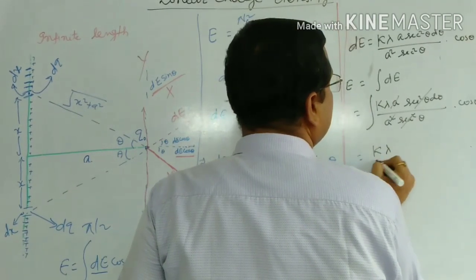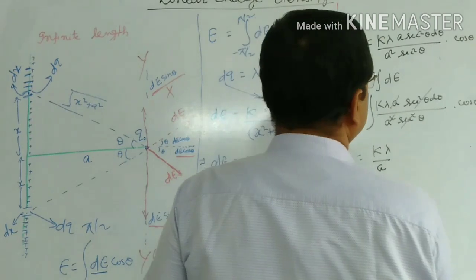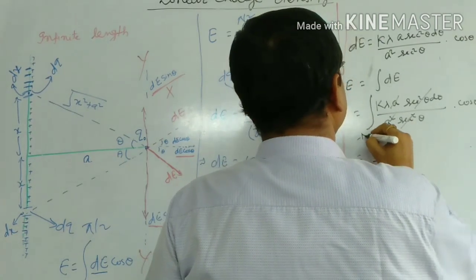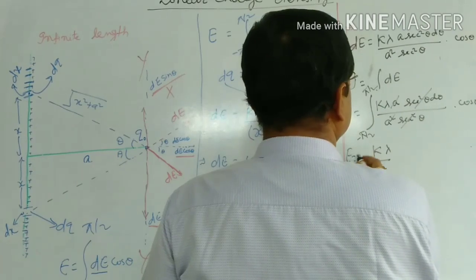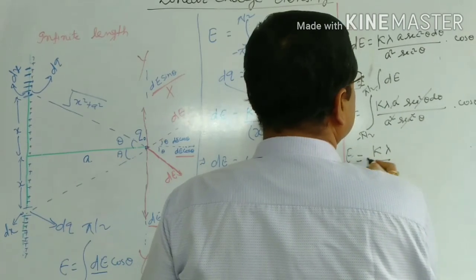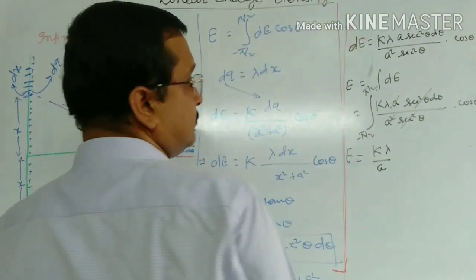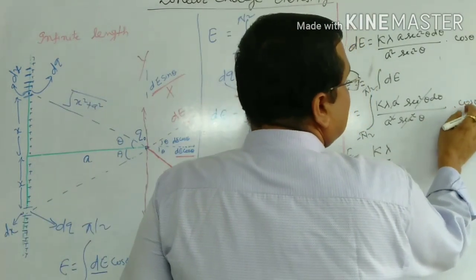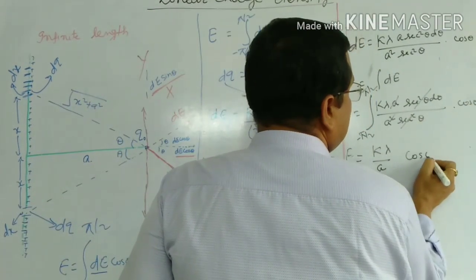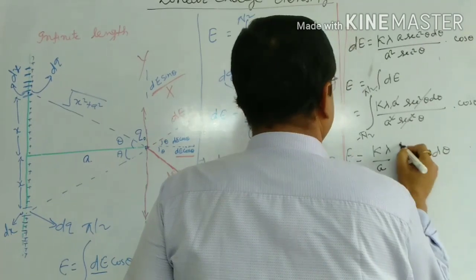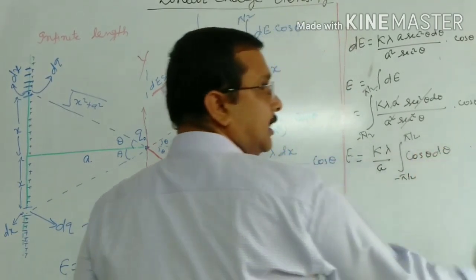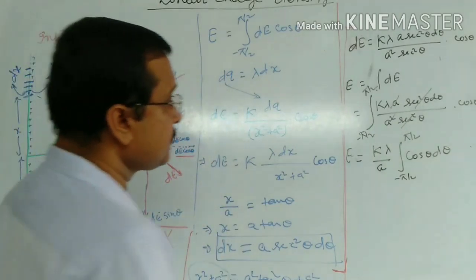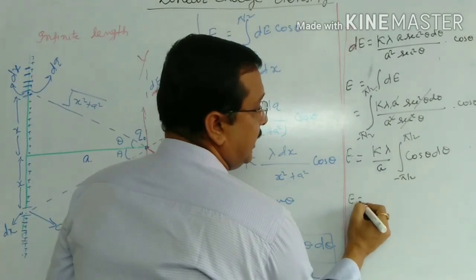K lambda by a is a constant value, and we have to take the integration from minus pi by 2 to pi by 2. So E equals k lambda by a, integral of cos theta d theta, and integration from minus pi by 2 to pi by 2 means minus 90 to 90. So here E equals what?